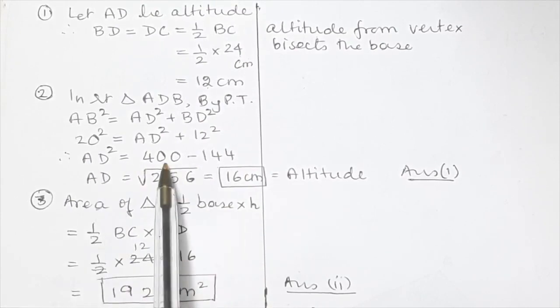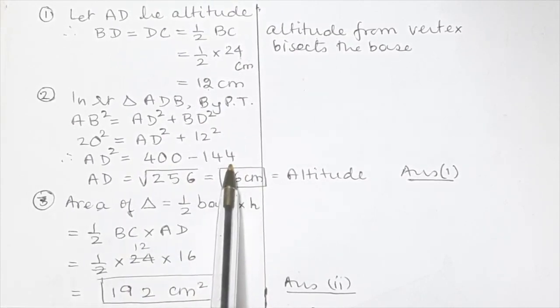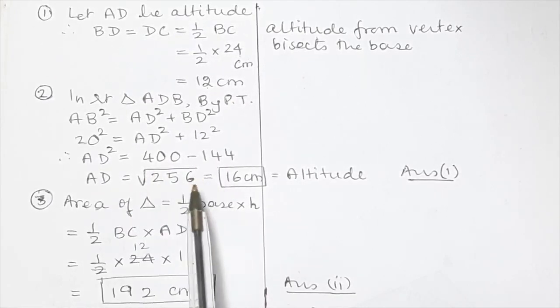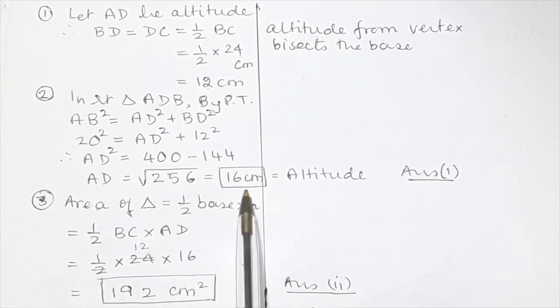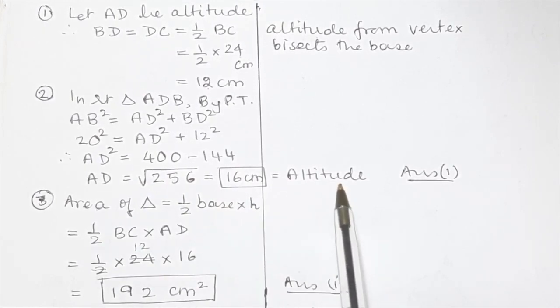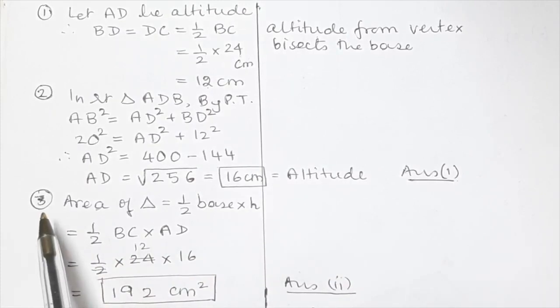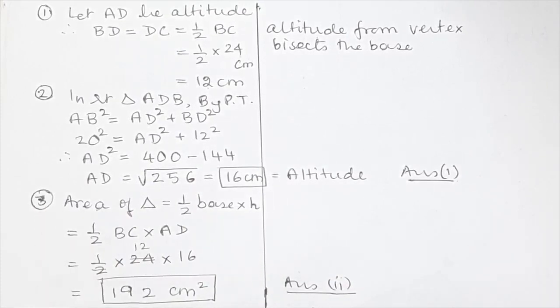So AD square will be equal to 400 minus 144. That will give us 256. So AD will be under root that, and 16 square is 256. So we are going to get AD as 16 centimeters, which is the altitude, and that becomes our answer 1. Now, the second part they asked us is to find the area. So area of triangle is half base into height, correct? So that is half BC into AD. And so you will have half 24 into AD is 16, and that is 192 centimeters square, and that is our answer 2.